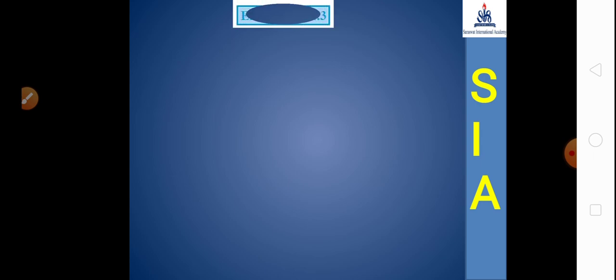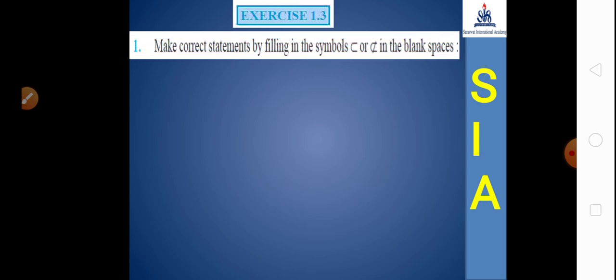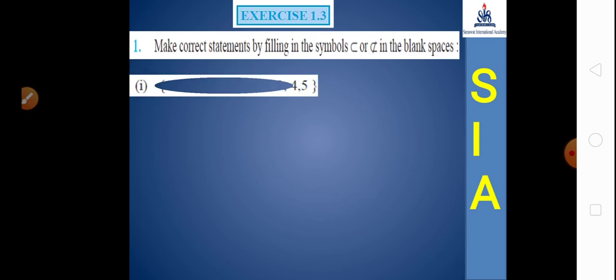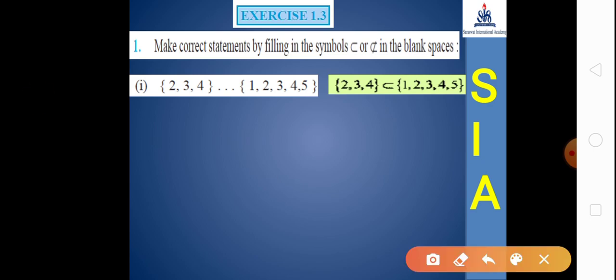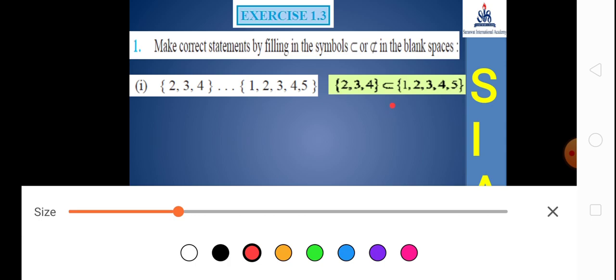Next, now exercise 1.3 starts. Make correct statements using subset or not a subset. Very easy, I just check whether it is a subset or not. Are 2, 3, 4 present in the second given set? Yes, they are present, so my answer is to write subset between them. Students, this symbol is called subset. I just highlight this symbol.